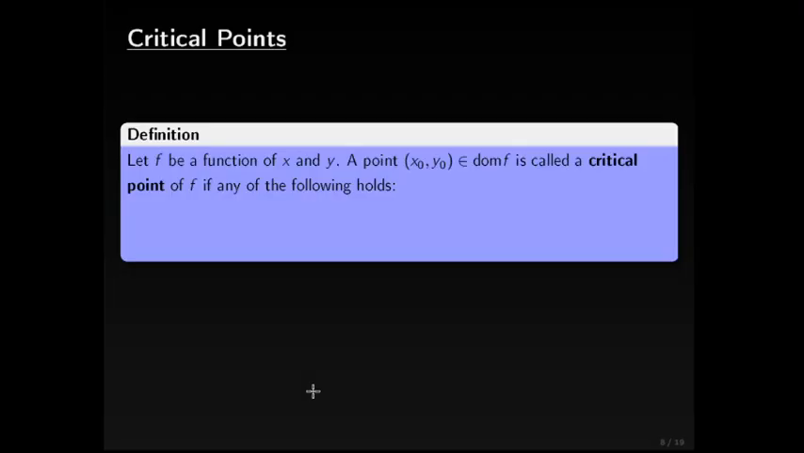A point (x naught, y naught) in the domain of f is called a critical point of f if any of the following holds. Number one, both the partial of f with respect to x at (x naught, y naught) and the partial of f with respect to y at (x naught, y naught) are 0, or either fx at (x naught, y naught) or fy at (x naught, y naught) does not exist.